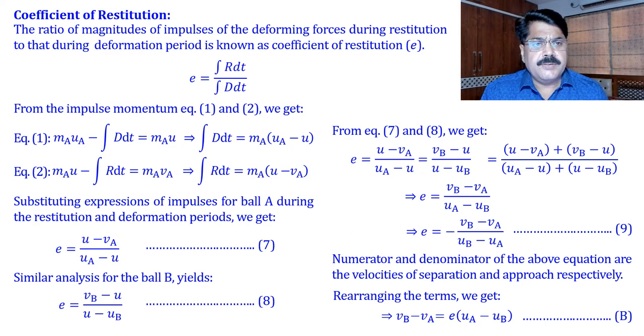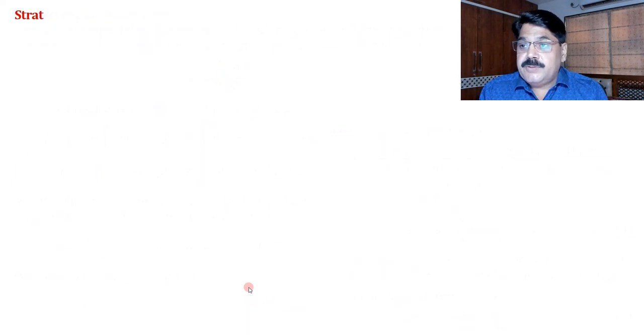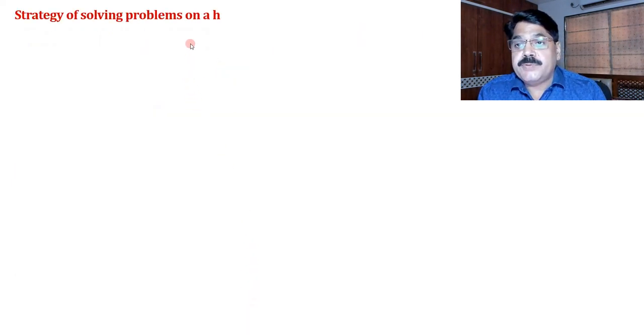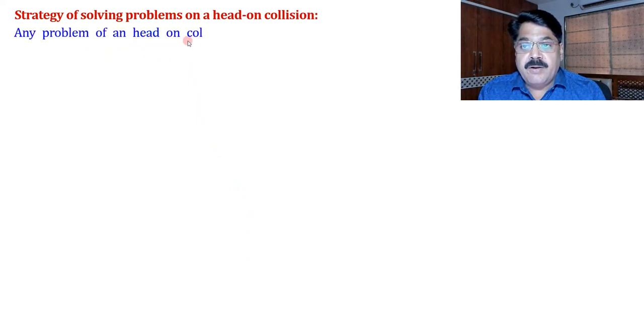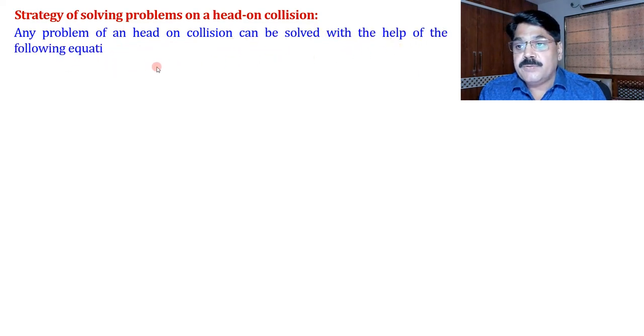Now we discuss the general strategy of solving problems on head-on collision and some more detailed idea of the coefficient of restitution, because usual problems can be solved with the help of two equations, that is conservation of momentum and coefficient of restitution. But in some problems, intricate knowledge of the coefficient of restitution may be required. Strategy of solving problems on head-on collision: any problem of a head-on collision can be solved with the help of the following two equations.